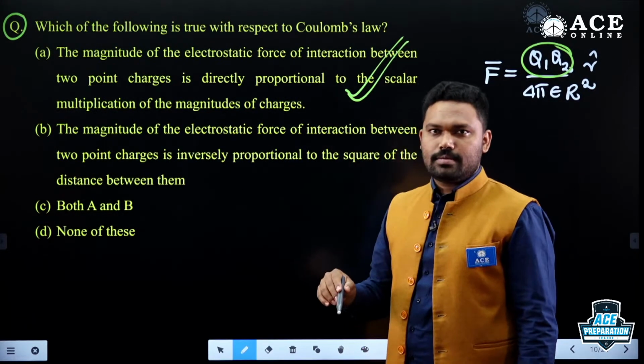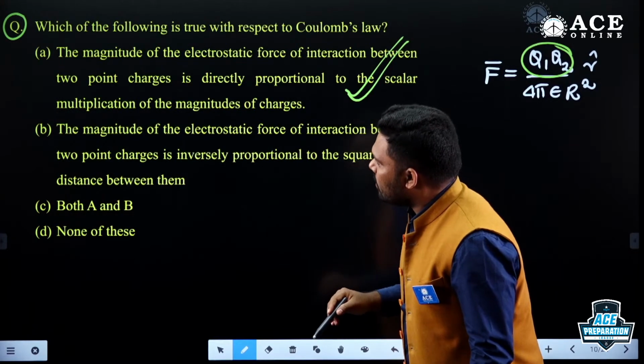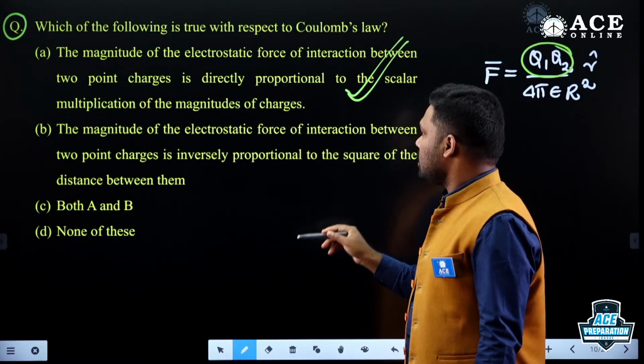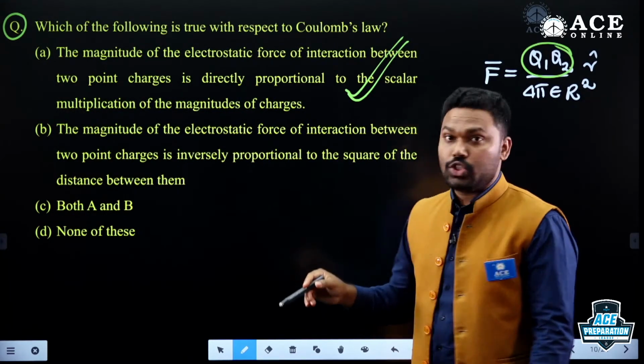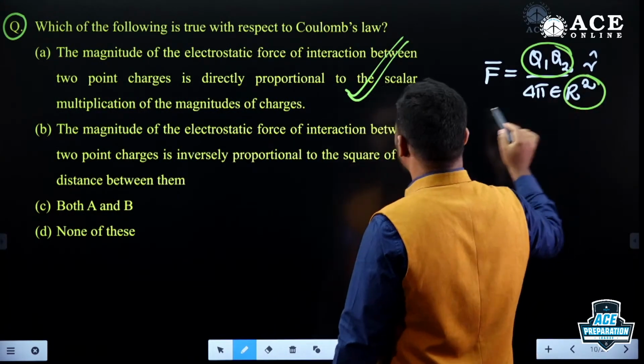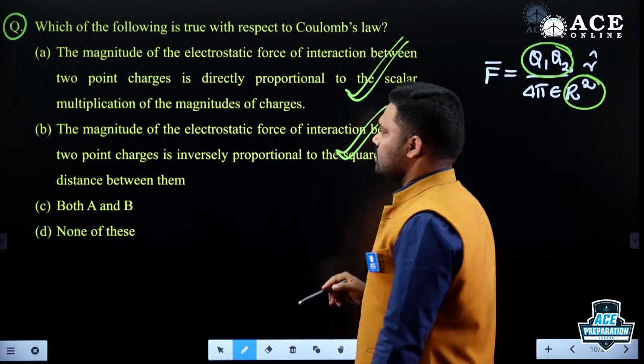Second statement, the magnitude of electrostatic force of interaction between the 2 point charges is inversely proportional to the square of the distance between them. Yes. So it is inversely proportional to the square of the distance between them. So the second statement is also correct.